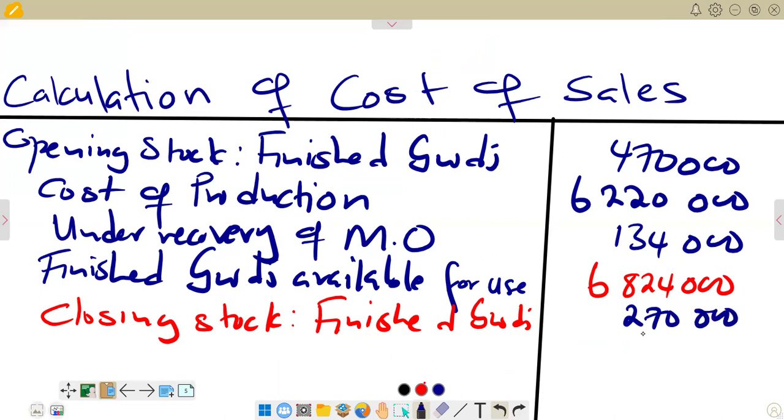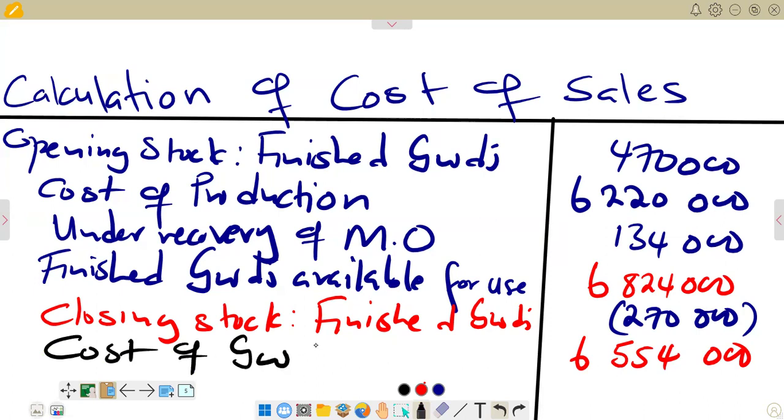Remember, we are subtracting our closing stock, so show it by putting brackets. So now what we are going to do, we are going to say our finished goods available for use minus our closing stock. Then we are supposed to get your cost of goods sold. So if you calculate it correctly there, you are supposed to get your 6,554,000. And on the description, we are saying this is cost of goods sold. So this is what we have, guys, according to the video. So this is going to be our cost of goods sold.